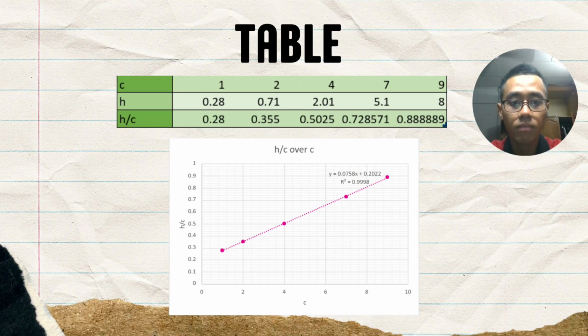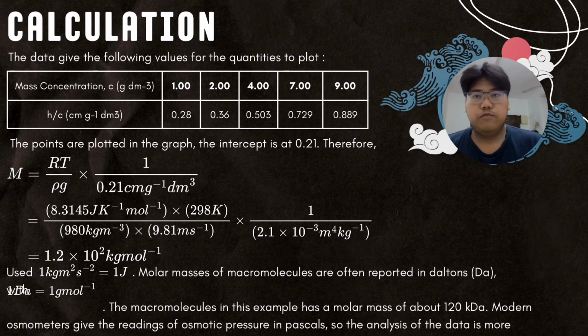So from the previous equation, we can plot a graph of pi over c against c. From that we can obtain the y-intercept and slope. Now, let's look at the calculation. The data give the following values for the quantities to plot: mass concentration and the value of pi over c. The points are plotted in the graph, and if we look at the previous graph, we can see that the intercept is at 0.2. So we can calculate the molar mass using this equation.